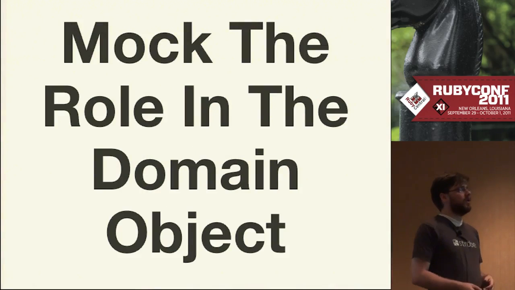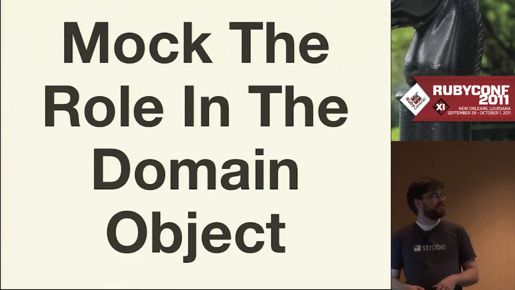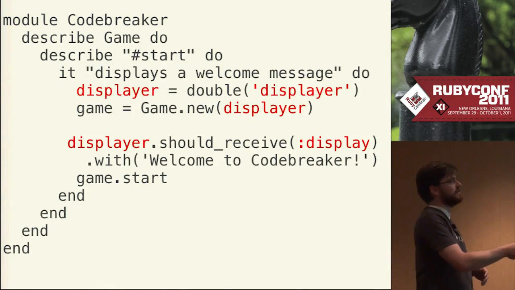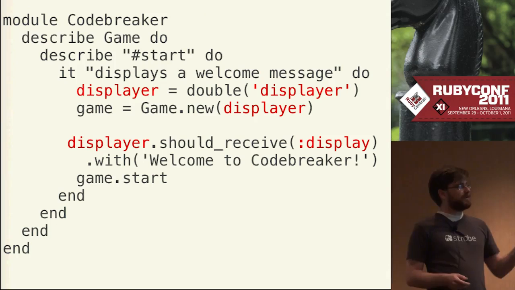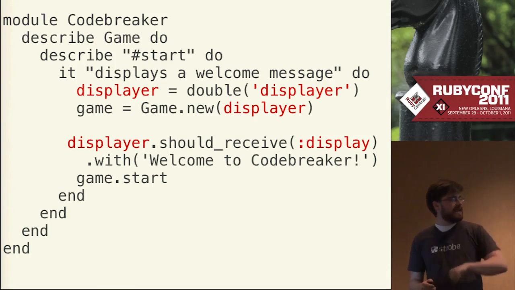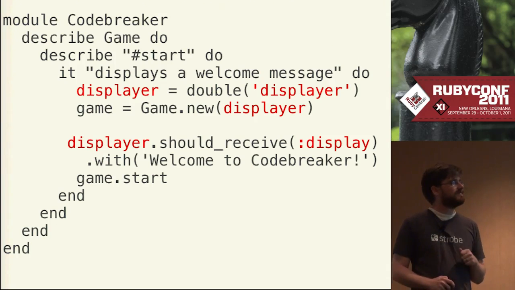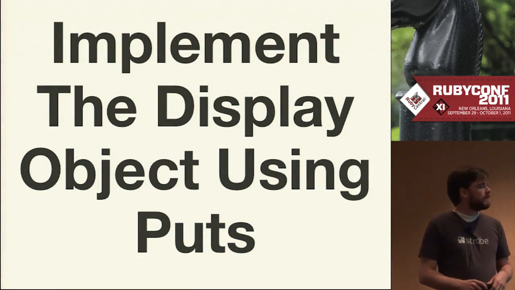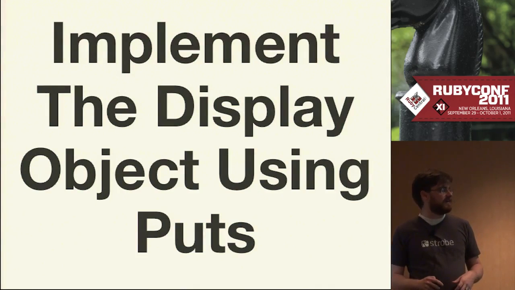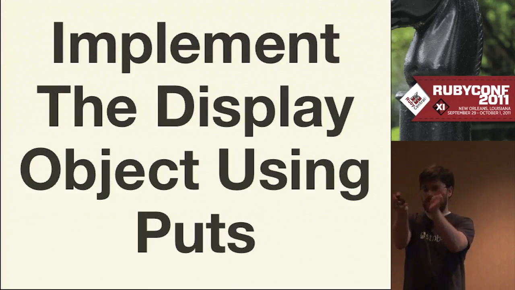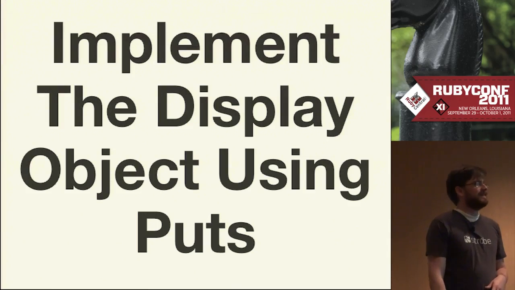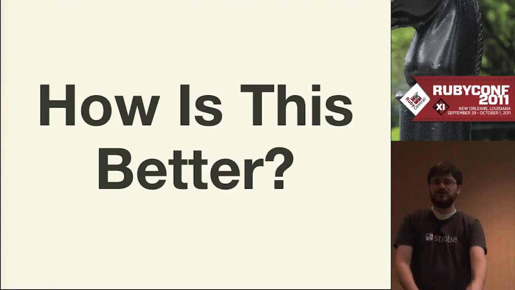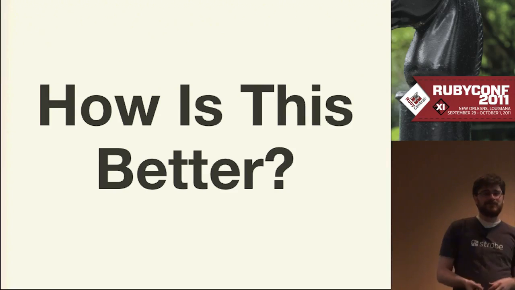So what would we do instead? We would mock the role in the domain object. So for example, instead of calling it output, we might call it displayer. And we would pass in that displayer, and we would say the displayer should receive display with welcome to Codebreaker. And we would do the same thing in the actual code. We would implement the display object using then puts. Whatever the role that we're playing would then use puts. You might be thinking, how is this any better? Isn't this just changing words? I mean, are you playing semantic games with me?